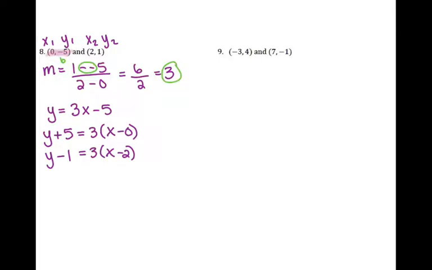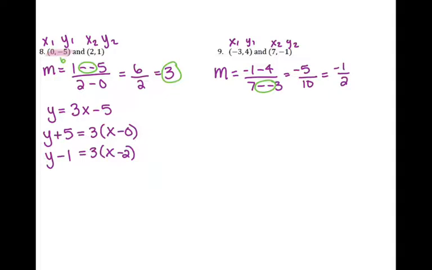Okay, and number 9, same thing. I'm going to start by finding my slope. X1, y1, x2, y2, so I have -1 minus 4 over 7 minus -3. Subtracting that negative again, so -1 minus 4 is -5, 7 plus 3 is 10, and of course always reduce your fractions if you can, so that reduces to -1/2.